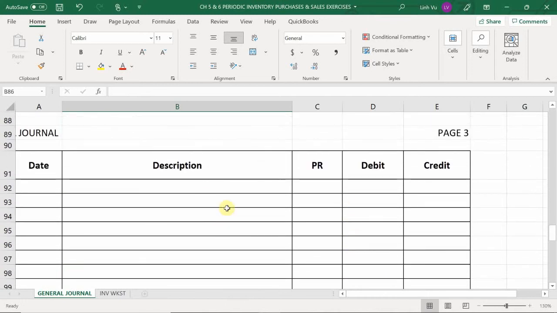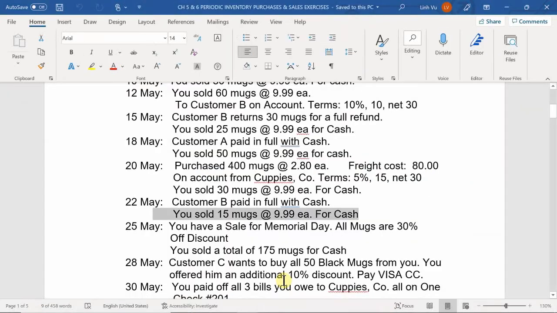So then, we're on our new journal. Let's see what happened next. It is May 25th, and you have a sale for Memorial Day. All mugs are 30% off, and you sold a grand total of 175 mugs for cash. So how do I figure out this sales discount?